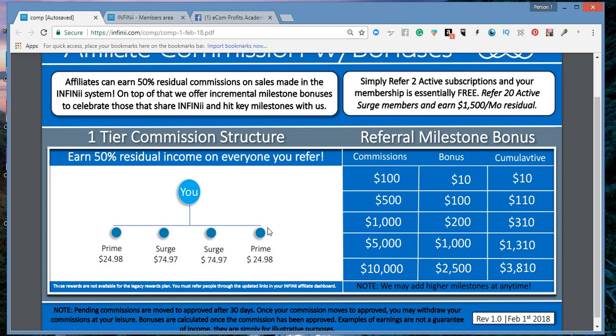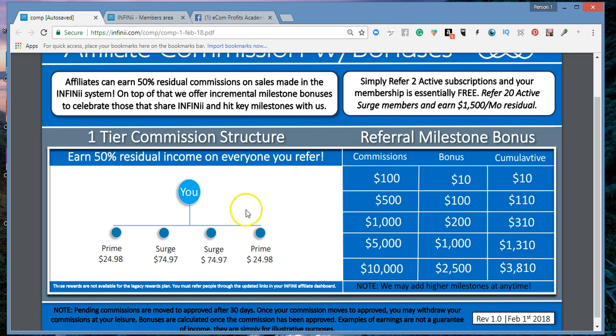And if one of the people you bring in is actually a Surge member, you're going to get more. You're going to get $74.97 every single month while they remain a Surge member. You don't have to be a Surge member in order to earn that commission. So that's going to pay for your membership with a bit of profit left over.